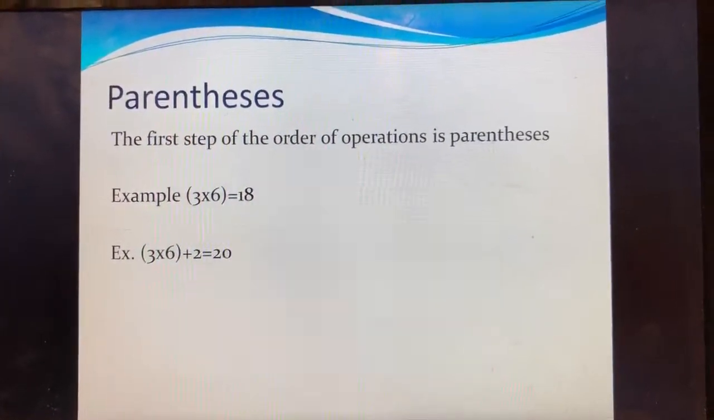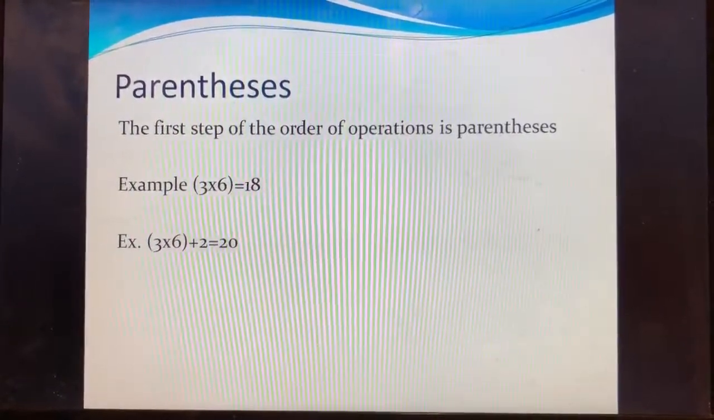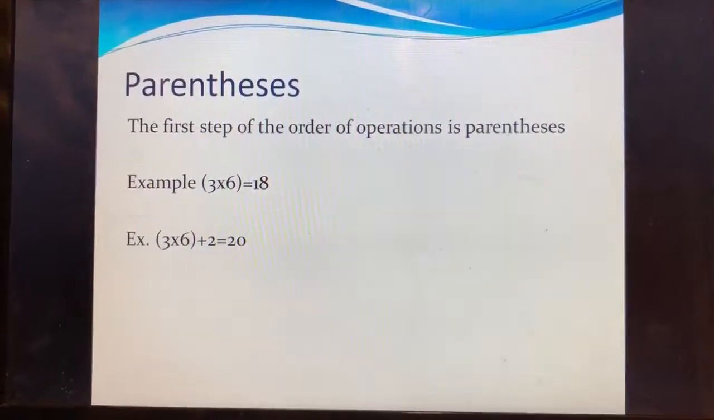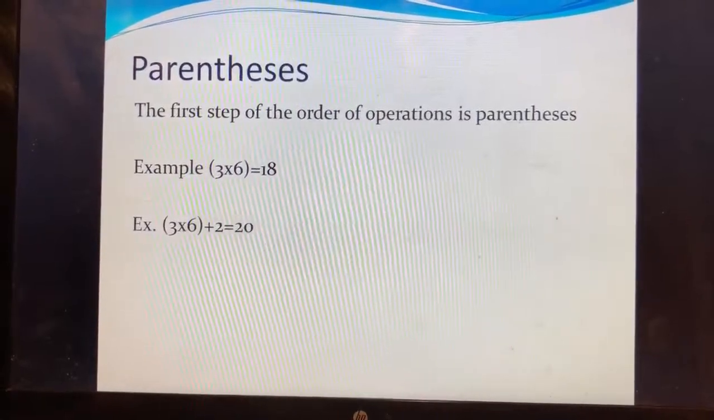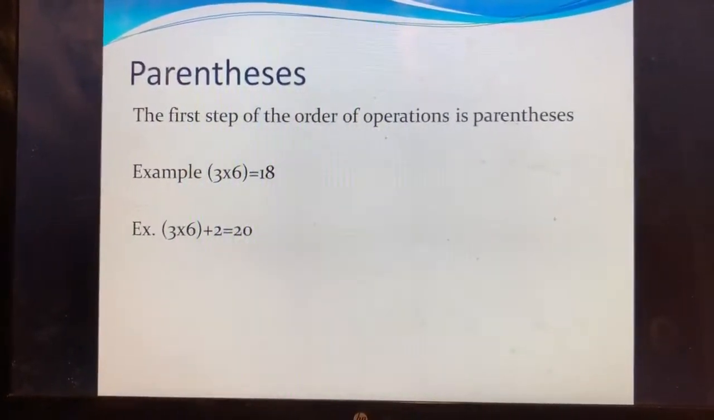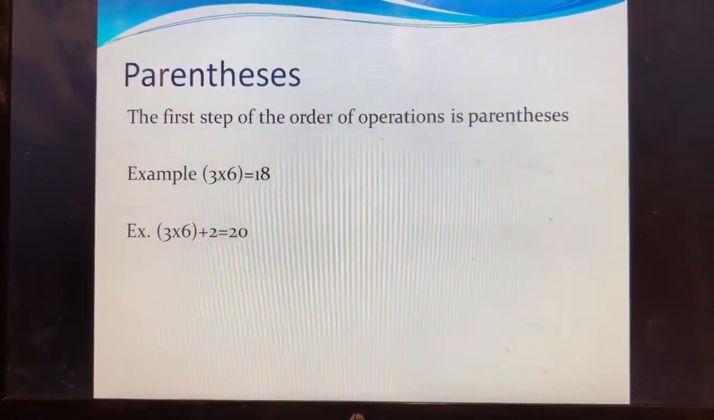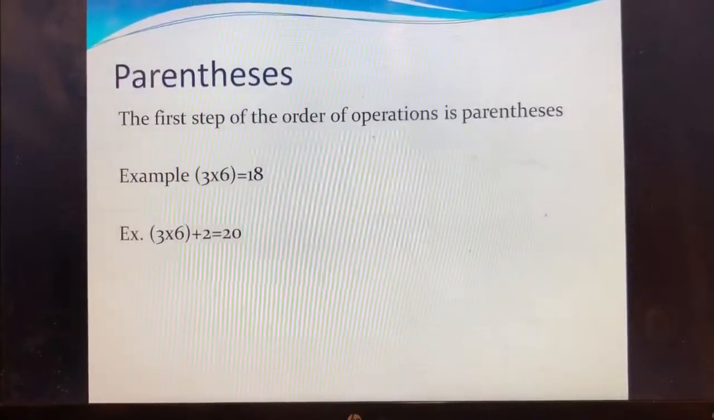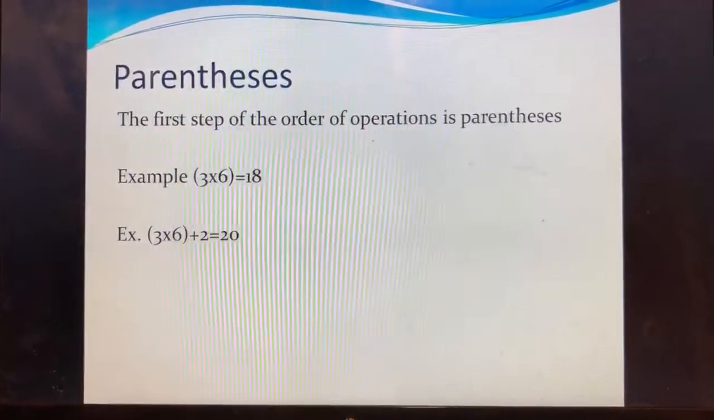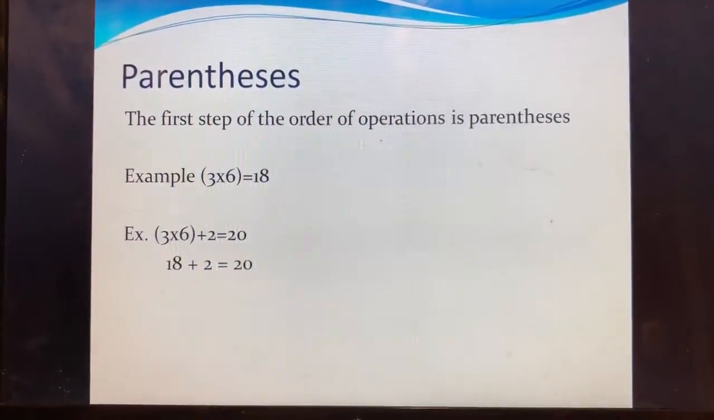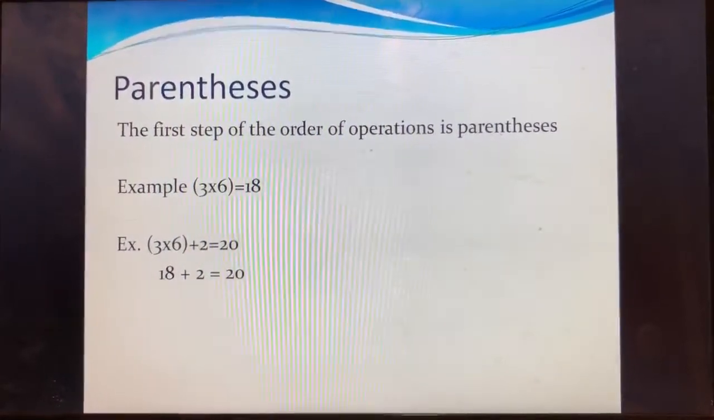If we look at another example here, you see the problem parentheses 3 times 6 in parentheses plus 2 equals, and then we'll find out that it equals 20. But in order to get the 20, we need to solve for the parentheses first. So we need to look at what's inside the parentheses, which is the 3 times 6, and that's going to give us the 18. And then once we solve that, then we can add the 2. So 18 plus 2, and that is going to give us the 20, solving for that problem using order of operations.